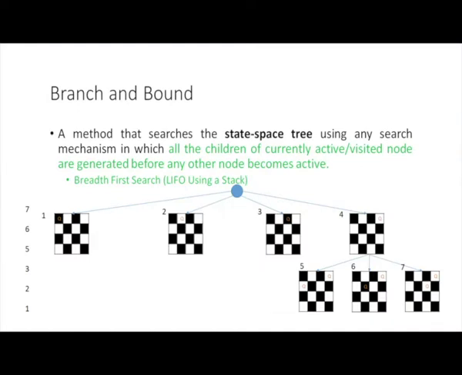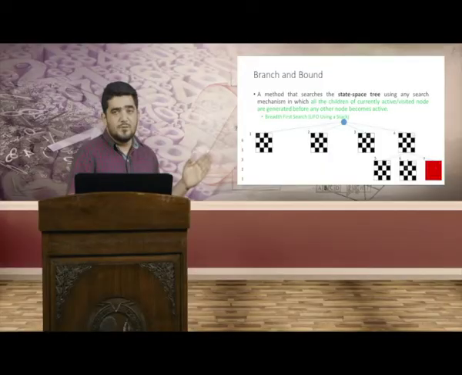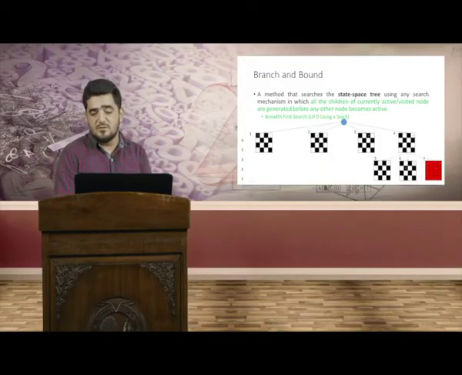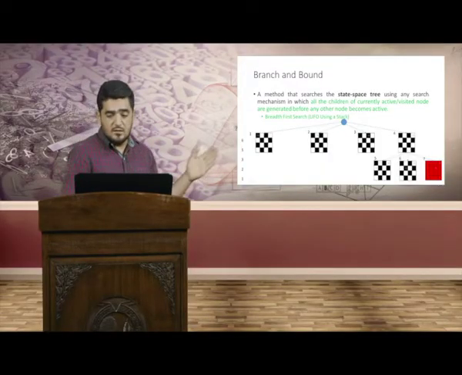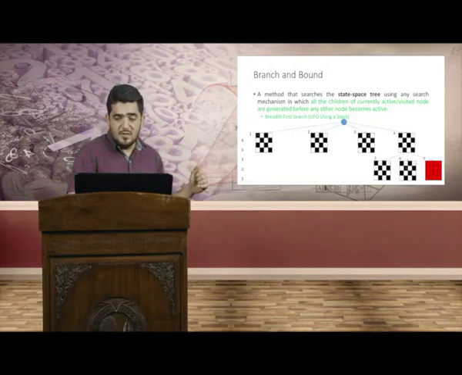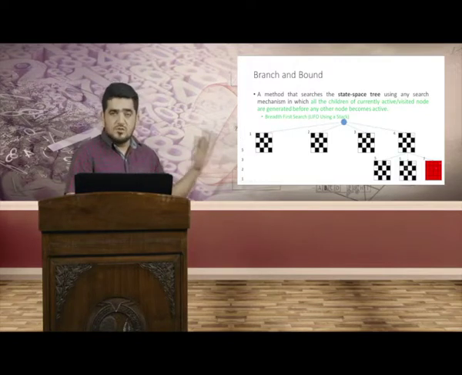So nodes number 5, 6 and 7 are added to the stack, and then node number 7 would be taken up. Now as you can see, if you follow the solution for this 4 queen problem, you will see node number 7 is not feasible, so it is killed right there. Then node number 6 is taken up, and so on and so forth.